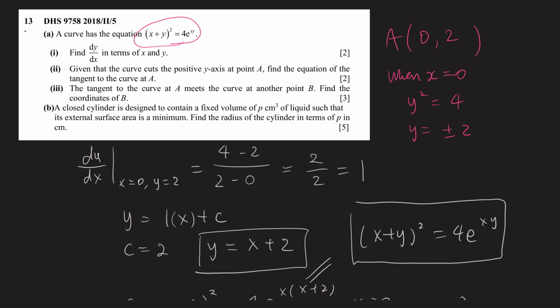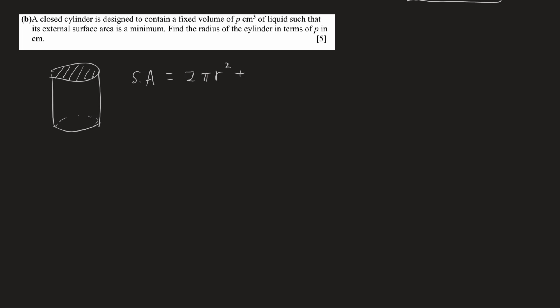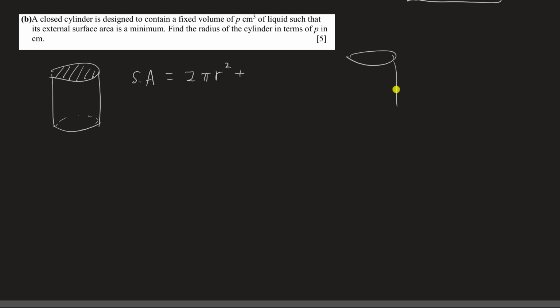Final question. A closed cylinder is designed to contain a fixed volume P such that its external surface area is the minimum. Find the radius of the cylinder in terms of P. And now to find the curved surface area, you open up the cylinder, there will be 3 shapes, right? 2 circles and a rectangle sheet. Now this rectangle sheet, this horizontal length is actually the circumference, which is 2πr. And this is actually the height of the cylinder. So the answer here is 2πrh.